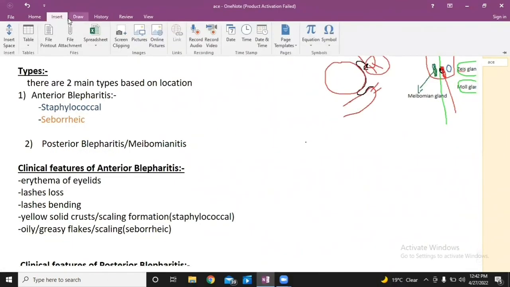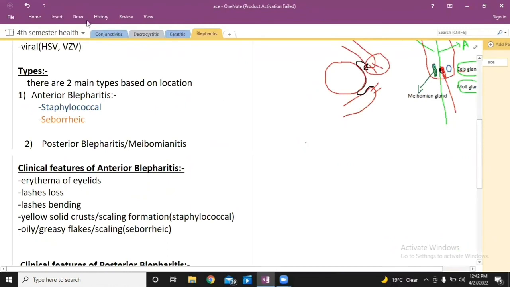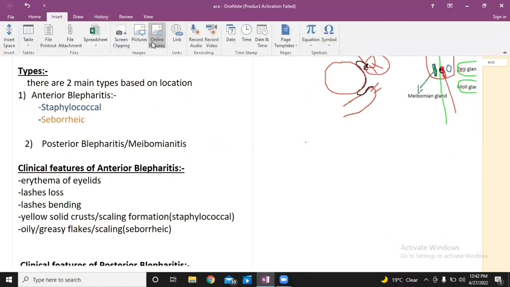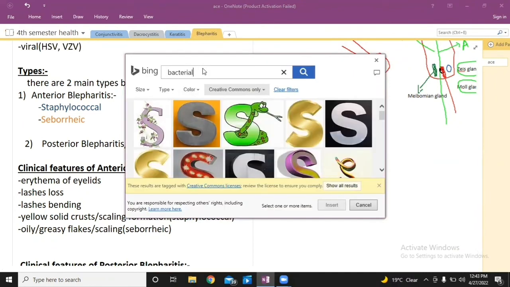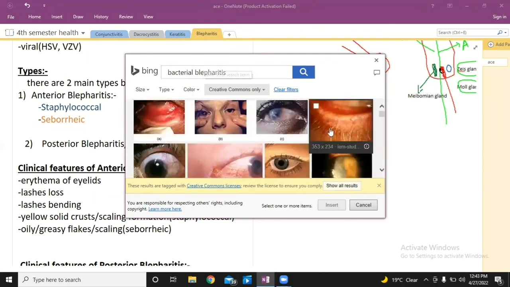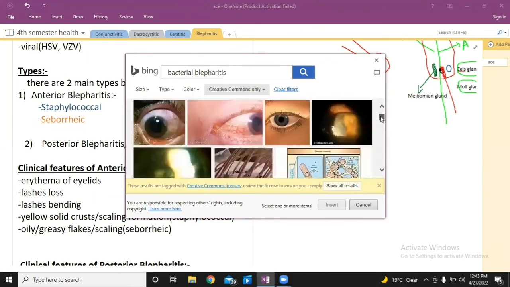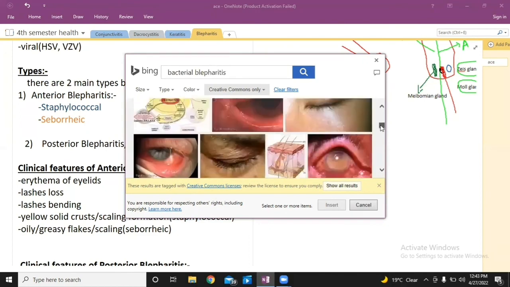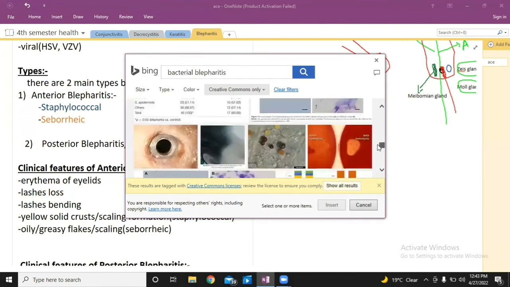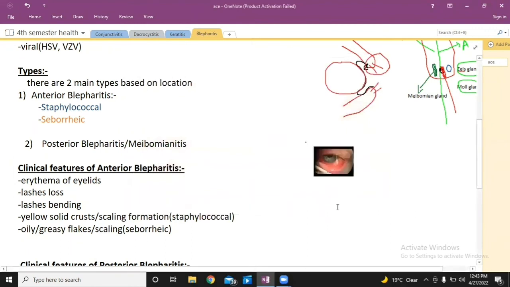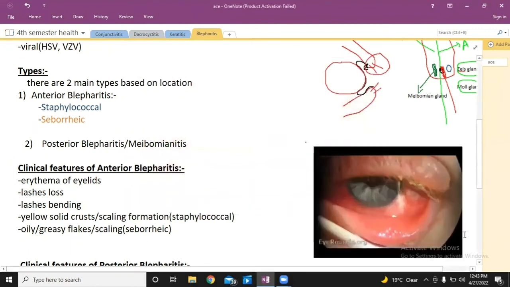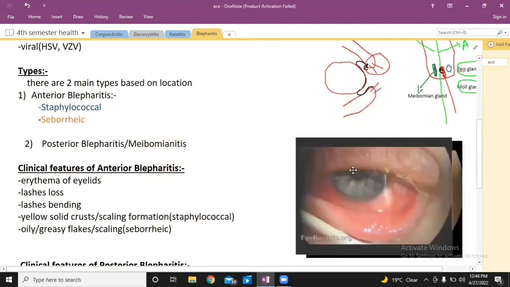It's time consuming, but it's important. Anyway, let me put a picture here. Let me show you crust formation. I hope I can see some pictures here. The internet is a bad thing. Okay, here. I hope it's the thing which we are looking for.